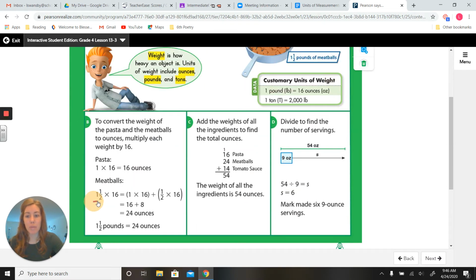we do our multiplication. 1.5 times 16, well, we have to distribute 1 times 16, which they did here, and half times 16, which they did there. 1 times 16 gives you that 16, and then half times 16, well, what's half of 16? Is 8. They added it to get their 24. So the meatballs total 24 ounces. Set that aside.